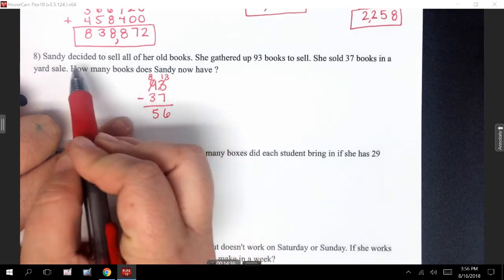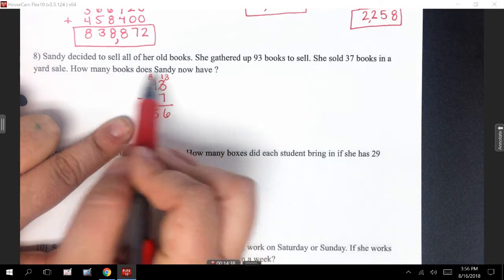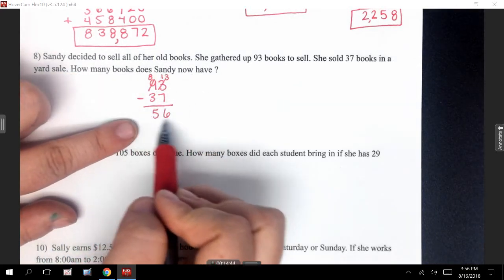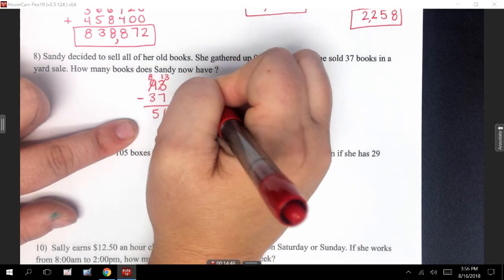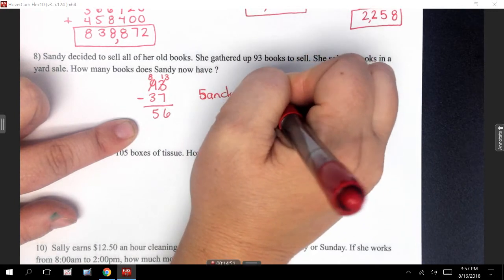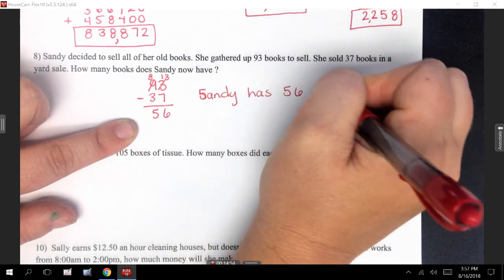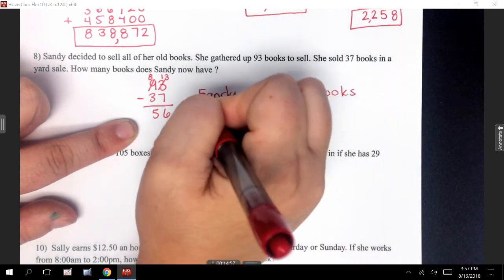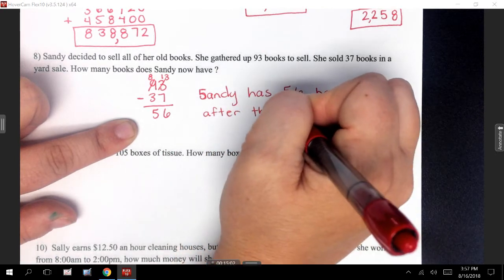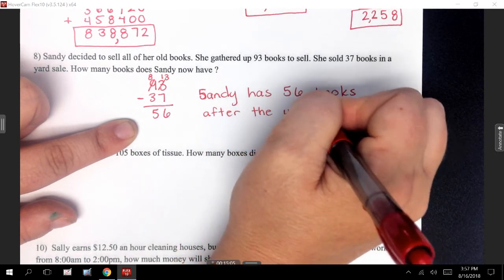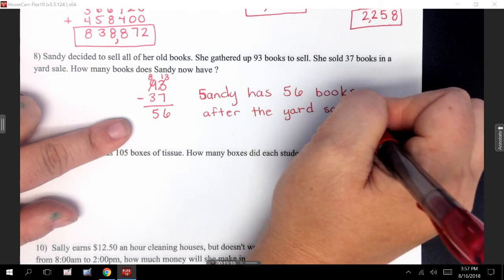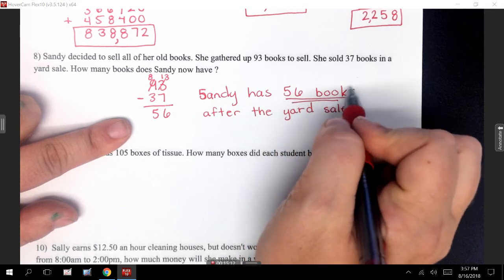Making sure we check again to answer the question completely. It's asking how many books does Sandy have now? So that 56 should answer that. So we have Sandy has 56 books, and if you wanted to include that is after the yard sale, that also specifies the time in the problem that we're talking about. After the yard sale. All right, so Sandy has 56 books after the yard sale.